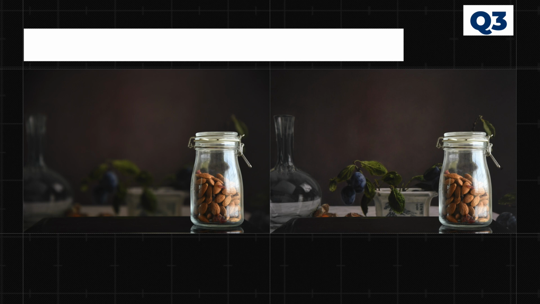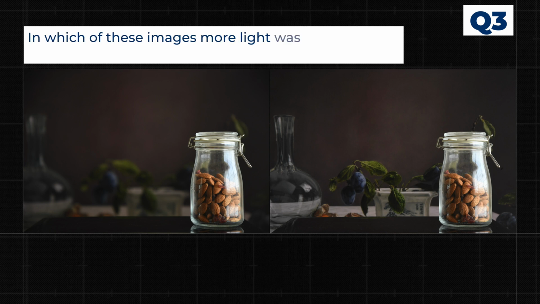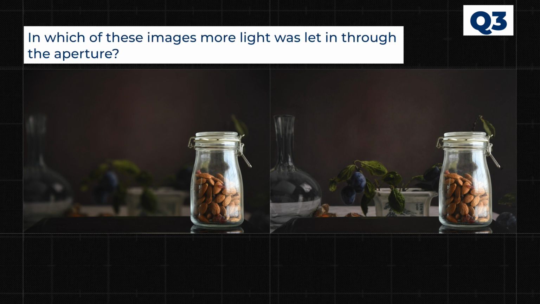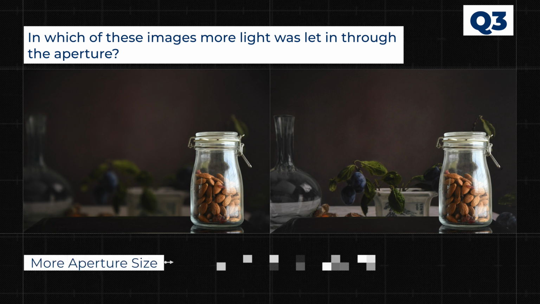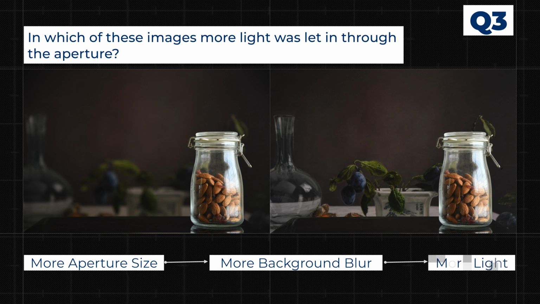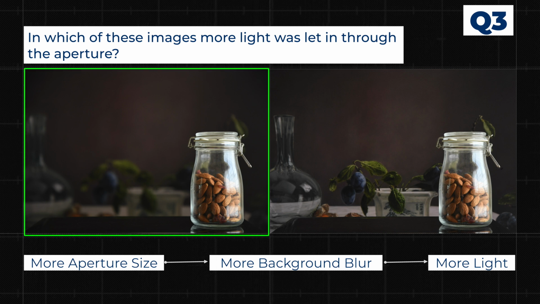Question number 3. In which of these images more light was let in through the aperture? Now, more light always enters through a wider aperture. So we need to find out which of these images has a bigger aperture size. Again, we go back to formula number 2. More the aperture size, more is the background blur, more is the light. Of these two images, this one has more background blur and hence this is the correct answer.